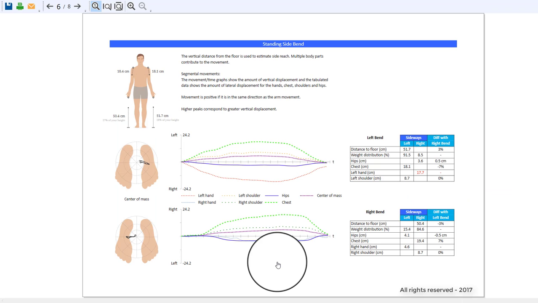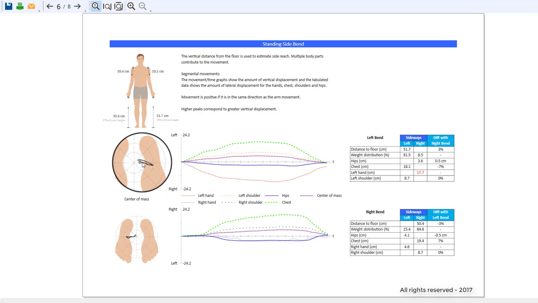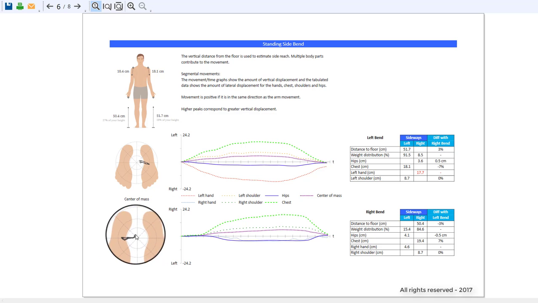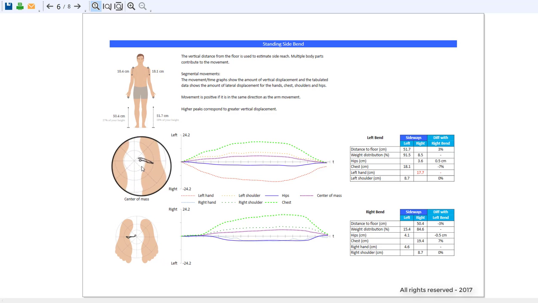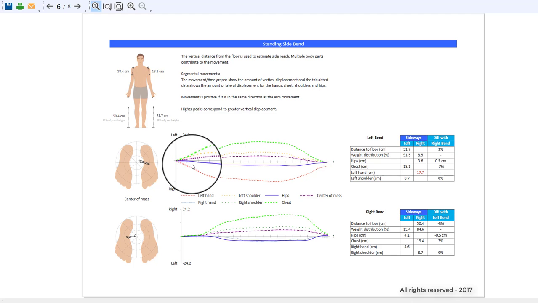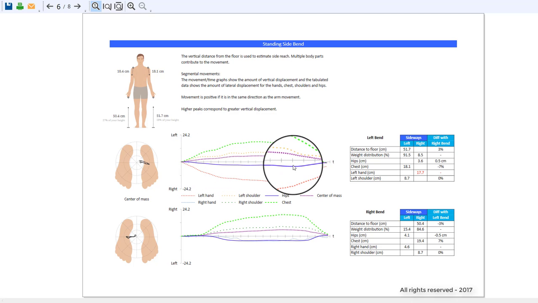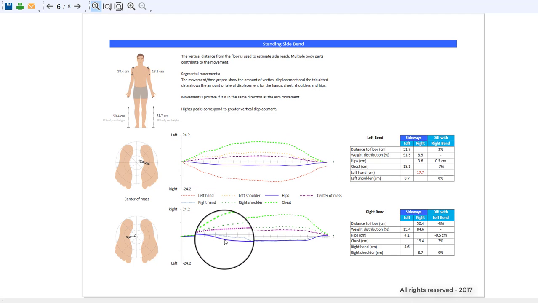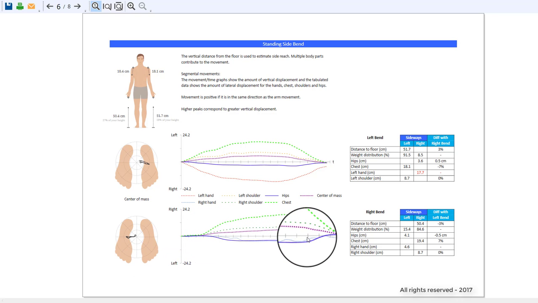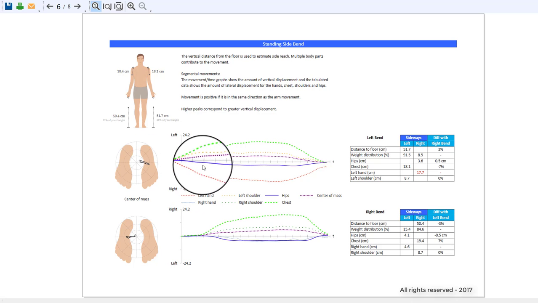The biomechanics report shows that the pattern travelled by the centre of mass is reasonably similar to the left, to the right. The right tends to be more lateral. The left is a little bit more forwards and backwards, or flexion and extension. The contribution of the hips seems close. Bending to the right, the hips move to the left. Bending to the left, the hips move to the right.